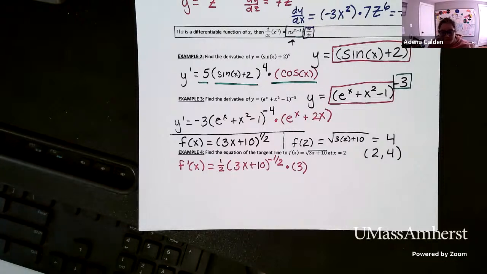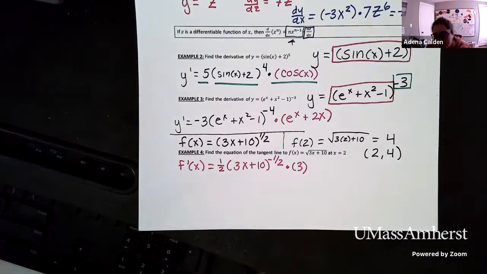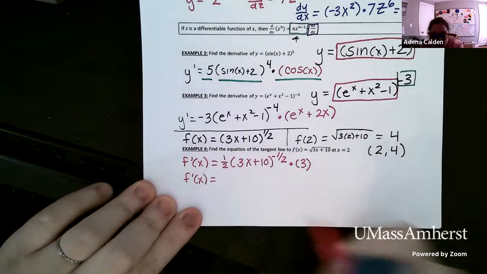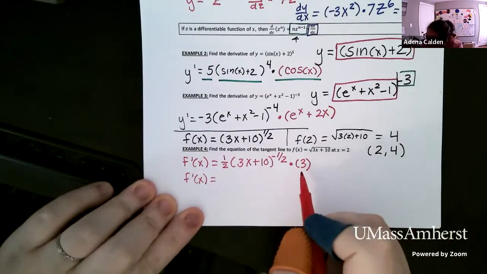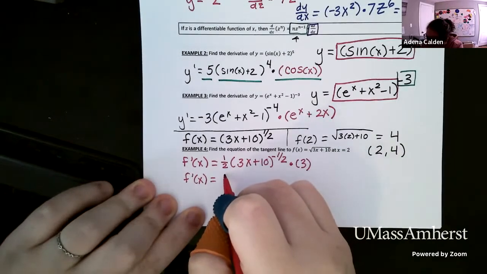And so I prefer to simplify before I plug in. Some people like to plug in and then simplify. It doesn't matter which order you do it, but we do need to do a little bit of algebra to simplify this in order to then be able to plug in our slope. So when I simplify, I'm going to bring the 3 to the front, and I have 3 over 2.